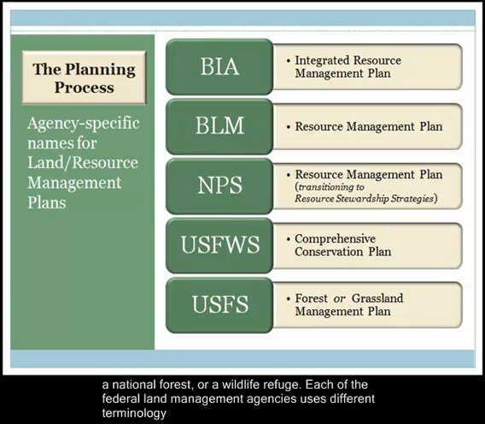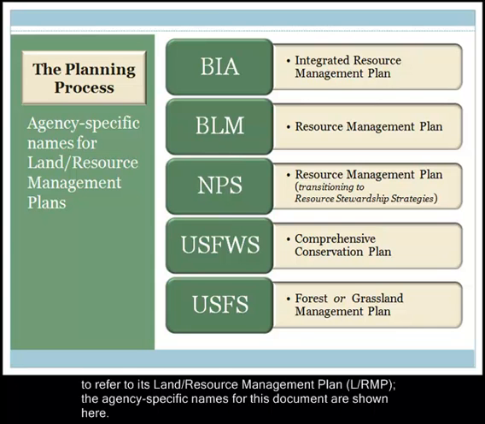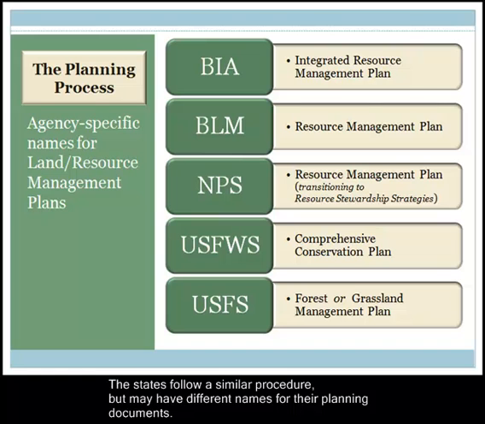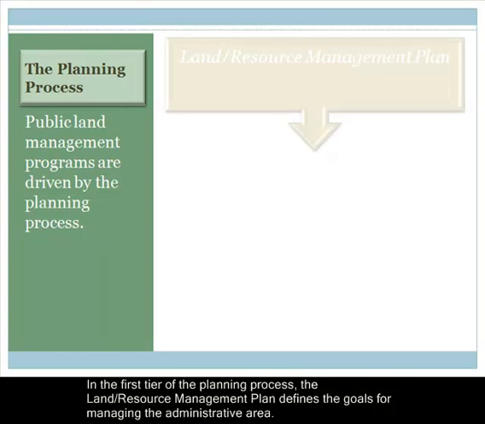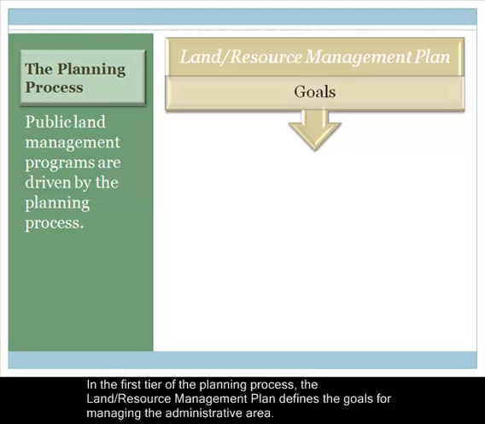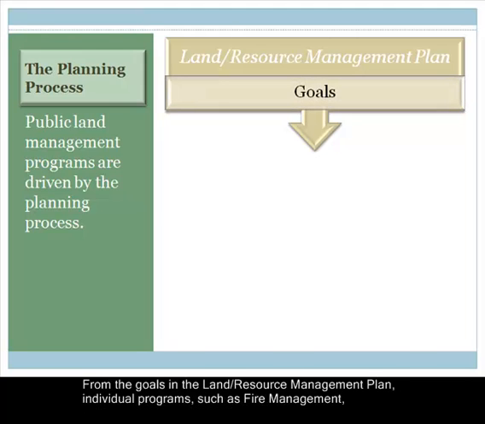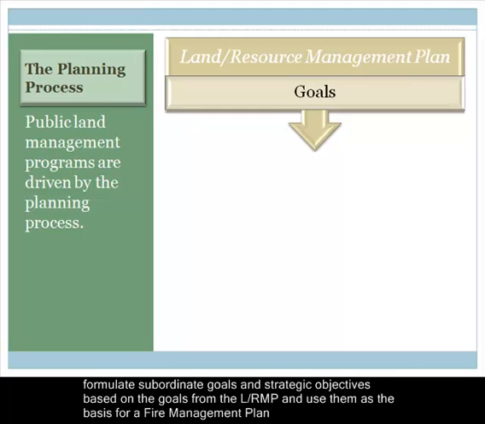Each of the federal land management agencies uses different terminology to refer to its land or resource management plan. The agency's specific names for this document are shown here. The states follow a similar procedure, but may have different names for their planning documents. In the first tier of the planning process, the Land or Resource Management Plan defines the goals for managing the administrative area.